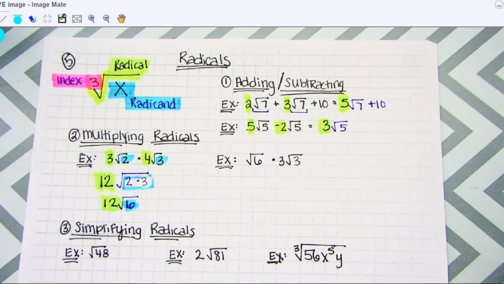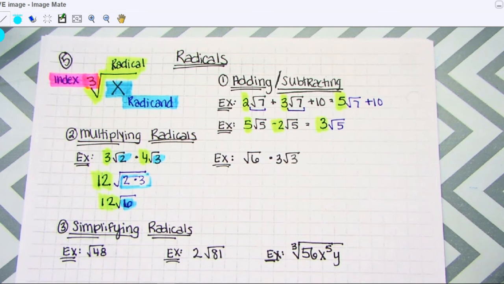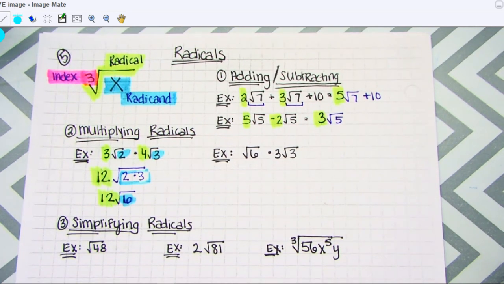All right, let's do the next example. What do I get when I multiply square root of 6 times 3 square roots of 3? Yeah, 3 square root of 18.